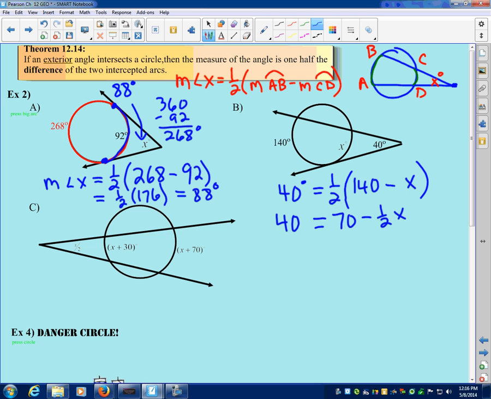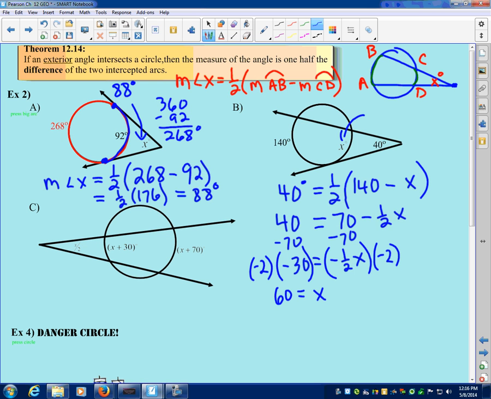All right, so if I subtract 70 from each side, I have negative 30 equals negative 1/2 x. What's my final step here in the algebra? Multiply each side by negative 2, that's right. So 60 equals x. And this right here is 60. I'm going to set this one up down here. Any questions on that one?